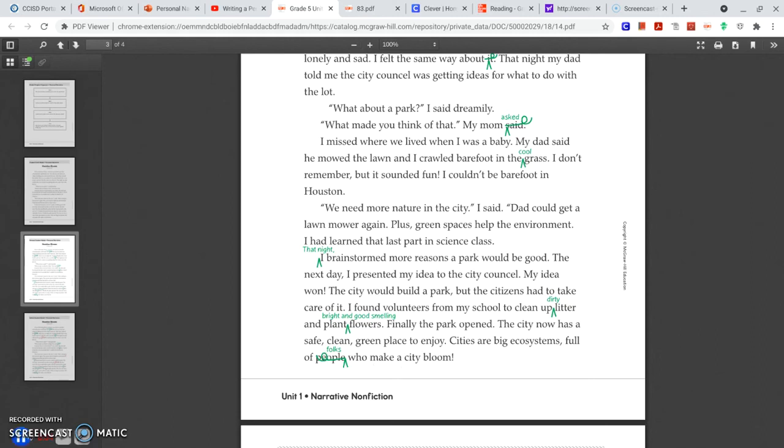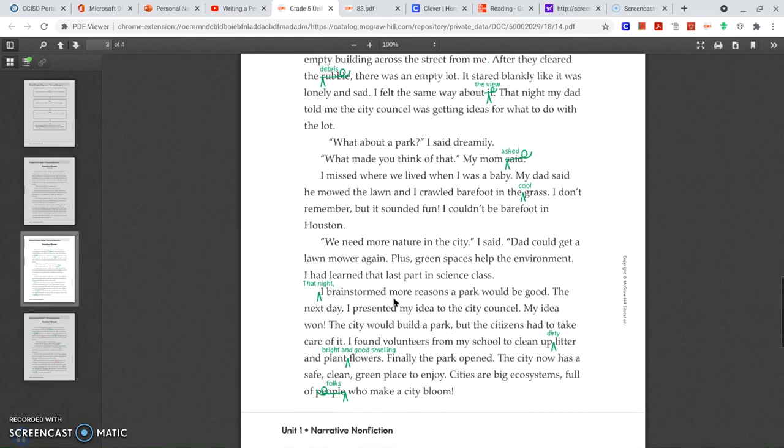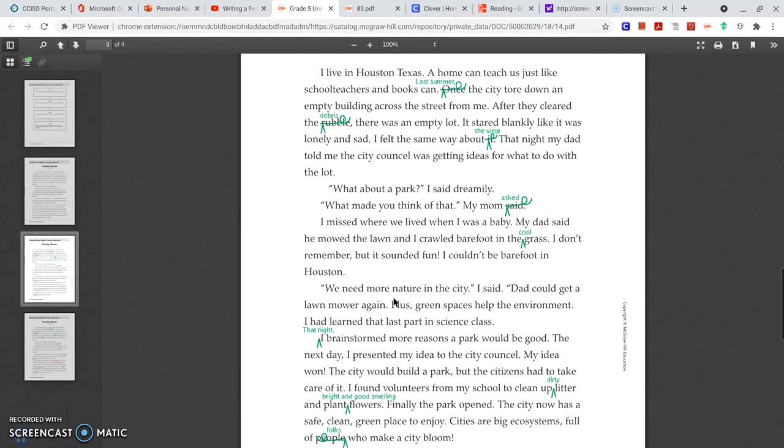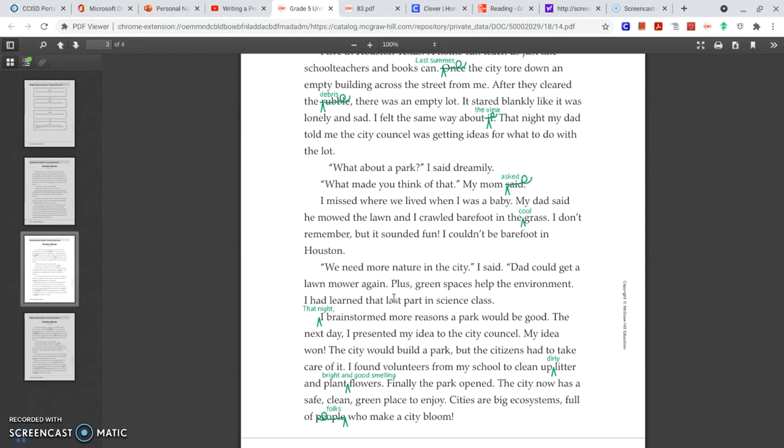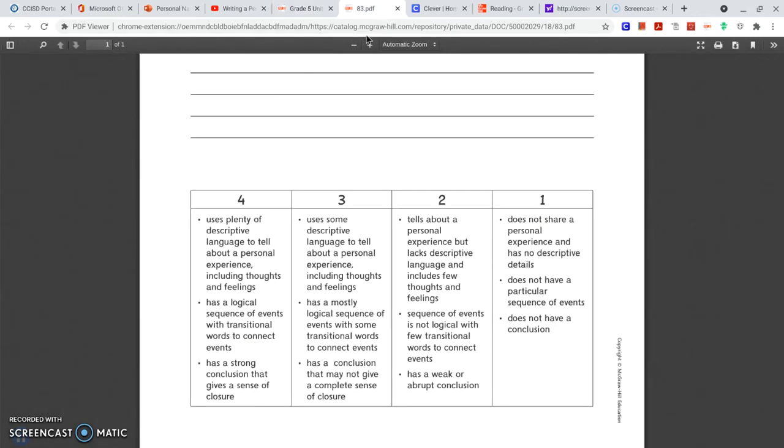So here you can see how he added transitions, which is very simple, and just changed up some better word choice and added more detail. So this was only revising, not the editing part. We'll talk about the editing part tomorrow. I'm also dropping the rubric in Schoology and the puzzle piece so that you can take a look at that.